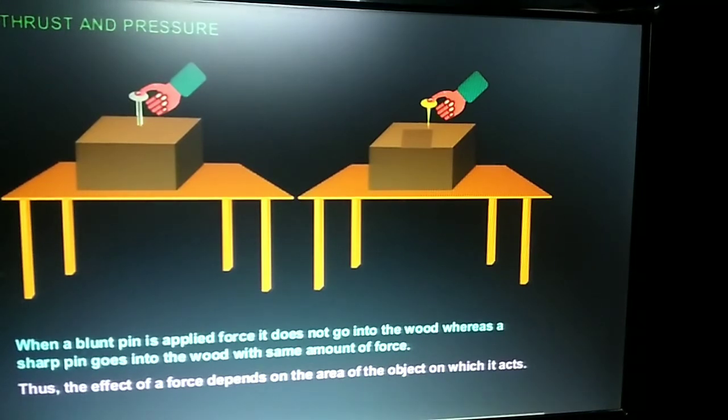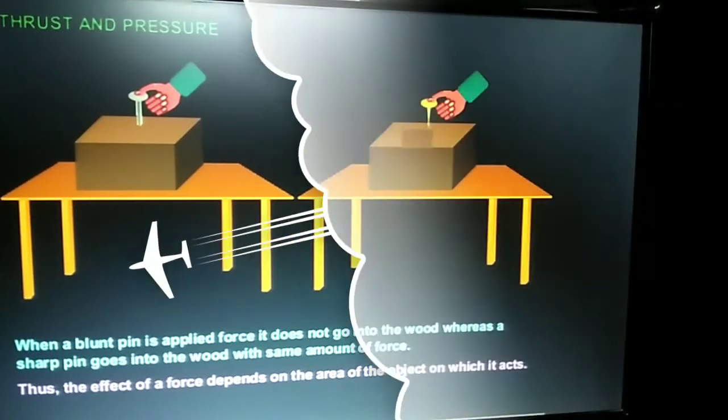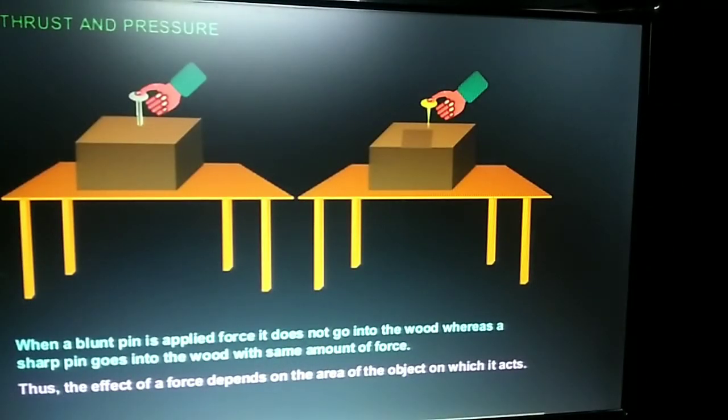In case of the drawing pin, the area of contact with the wood is much smaller than the area of contact of our thumb with the wood. Hence, the effect of force is larger. In case of the drawing pin, the effects of forces of the same magnitude on different areas are different. Thus, the effect of force depends upon the area in contact with the body on which it acts. This gives a concept of pressure.